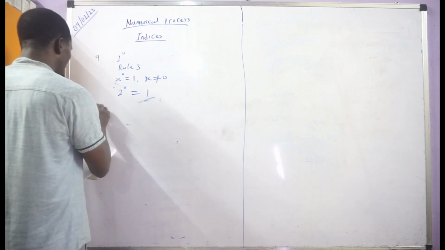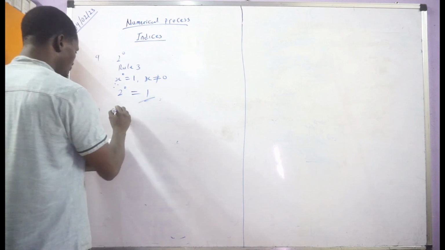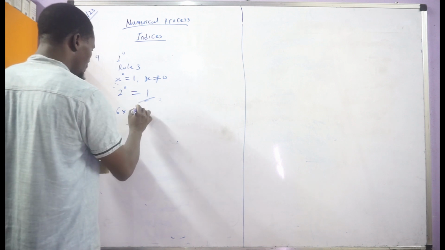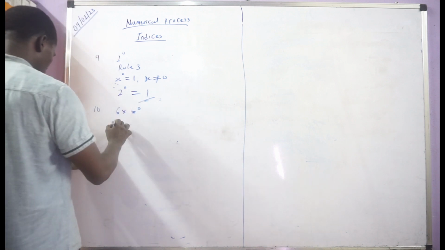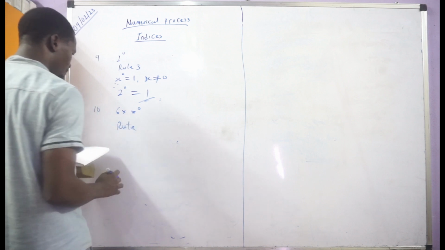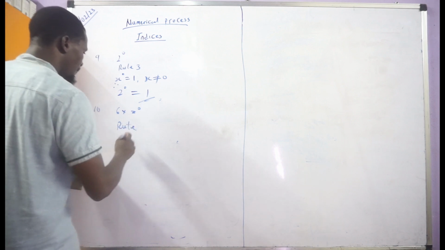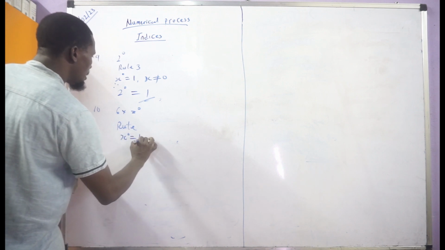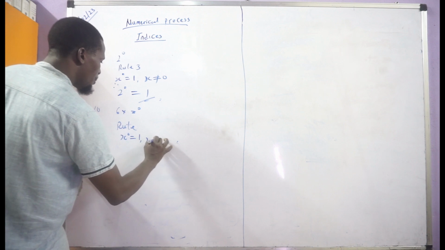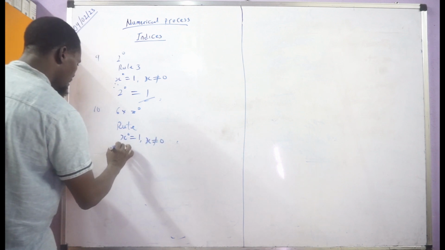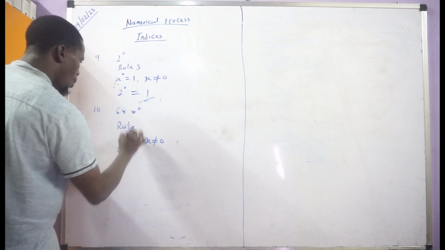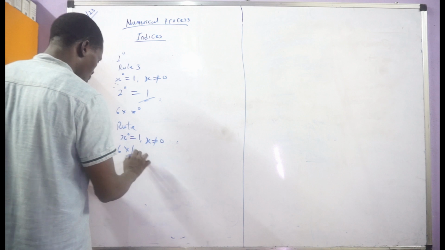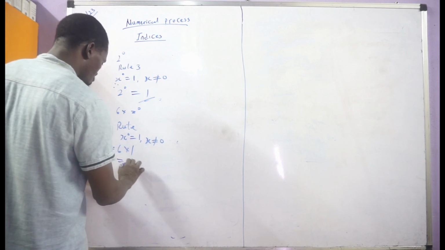So let's do number 10. We have to multiply 6 times z raised to power 0. Using this same rule 3, we know that anything raised to power 0 is equal to 1 provided the number is not equal to 0. So we have 6 times 1. Z raised to power 0 is 1. 6 times 1, so our answer is equal to 6.